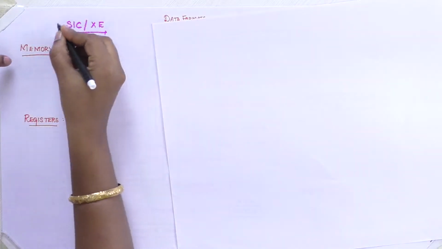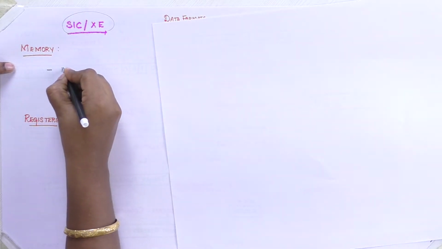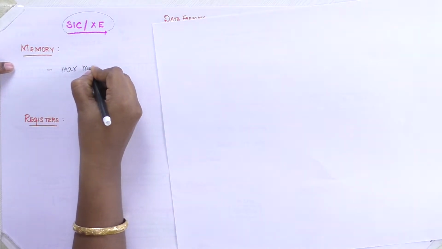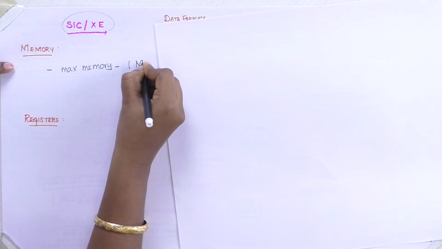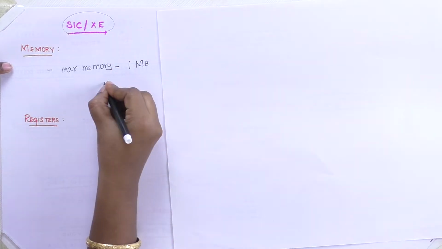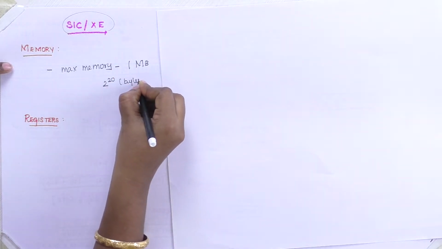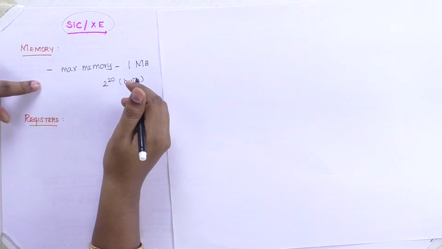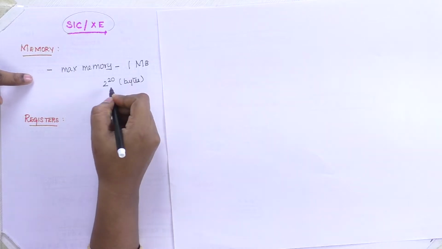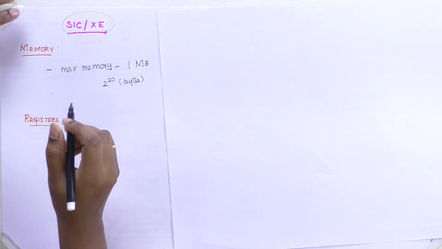In SIC XC we have maximum memory. The memory is about 1 MB, that is 2 power 20 bytes, whereas in SIC we have 2 power 15 bytes. This increased memory level leads to change in addressing modes, instruction formats and everything.